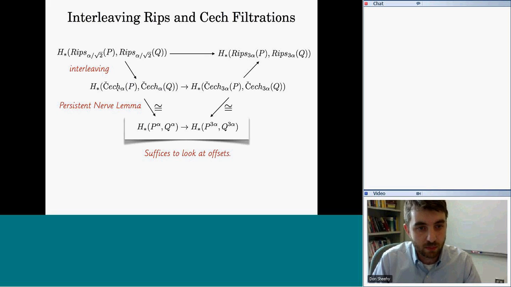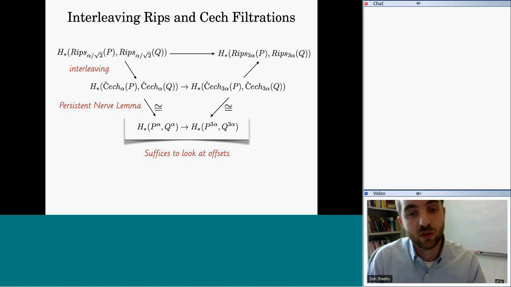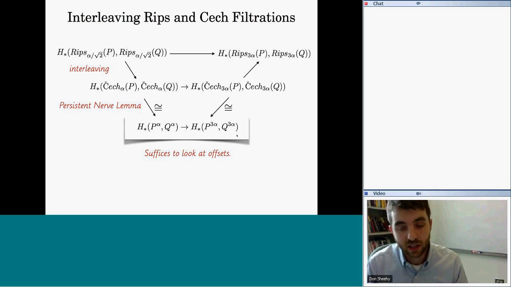And each pair of Cech complexes is in homology isomorphic to a pair of offsets. So P alpha relative to Q alpha, the union of balls of radius alpha around P relative to the union of balls of radius alpha around Q. And by the persistent nerve lemma, in the diagram on the bottom, this rectangle commutes. So if we want to bound the rank of this map on top, it's enough to bound the rank of just the offsets, which is easier for another reason, in particular because P alpha really is the coverage domain.